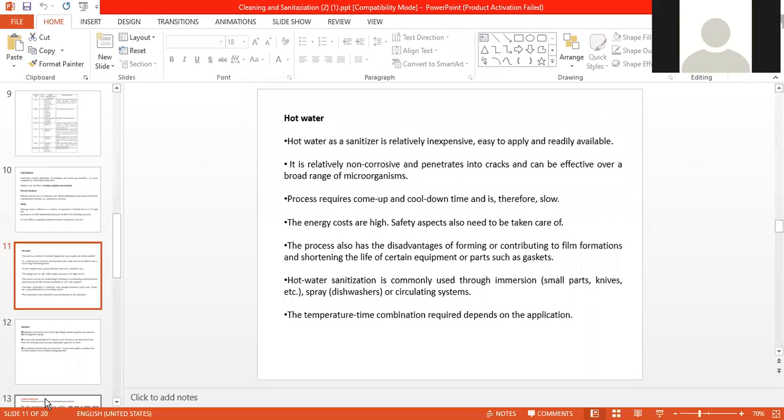The energy costs are very high. Safety aspects also have to be taken care of. The disadvantages are film formation and shortening of the life of certain equipment or parts such as gaskets. Hot water sanitation is commonly used through immersion for small parts, and through spray or circulating systems. So this is effective for small parts. The temperature-time combination required depends upon the application.